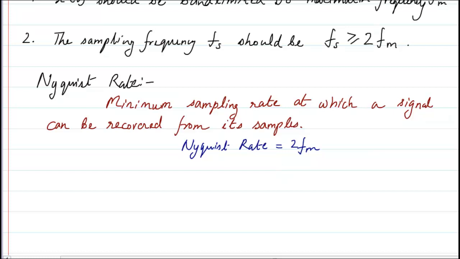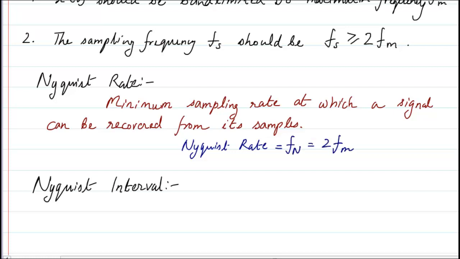The minimum, at least you have to keep twice Fm. That is basically the Nyquist rate. Similarly, we have what is called the Nyquist interval, which can come from the Nyquist rate itself. Let me name the Nyquist rate. It is called Fn. So Fn should be equal to 2 Fm, where Fm is the maximum frequency.